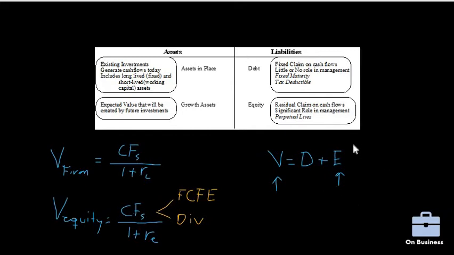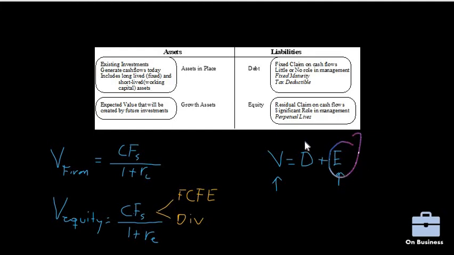Now, in order to get the value of equity, after I've calculated the value of the firm, I could simply subtract debt, and then afterwards I would get total equity, and then I could divide by the number of shares outstanding and get the price per share. This would give me the same number as valuing equity from the beginning using the dividend discount model, or free cash flow to equity.